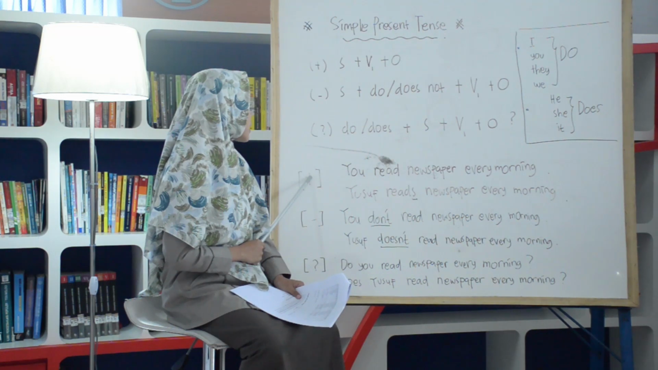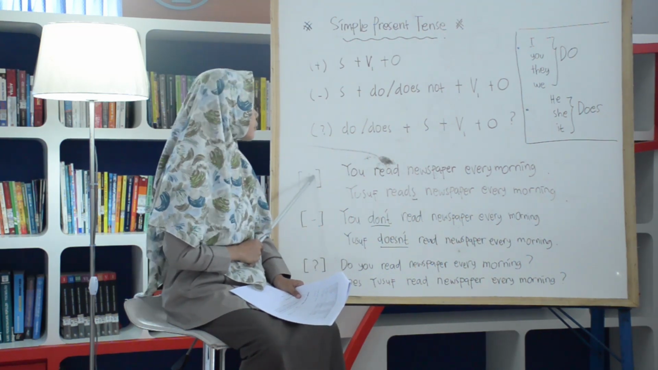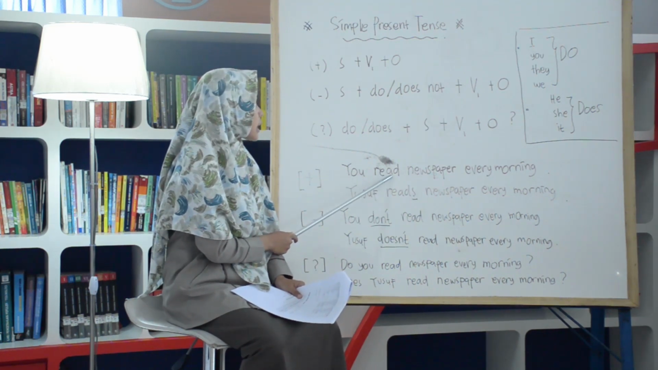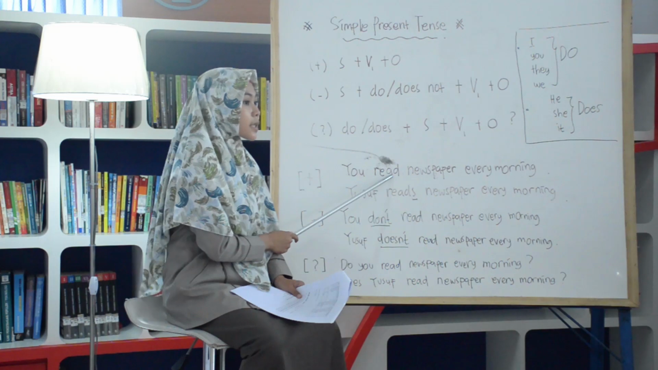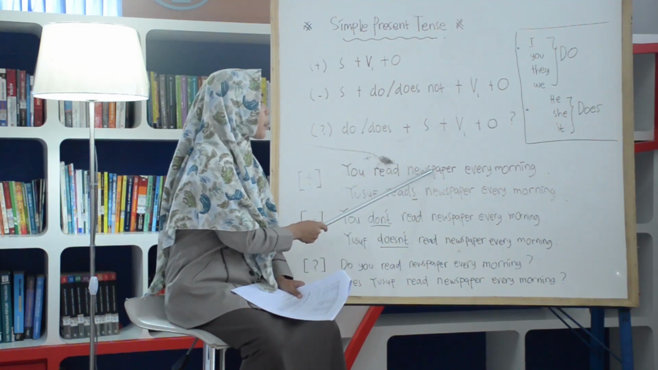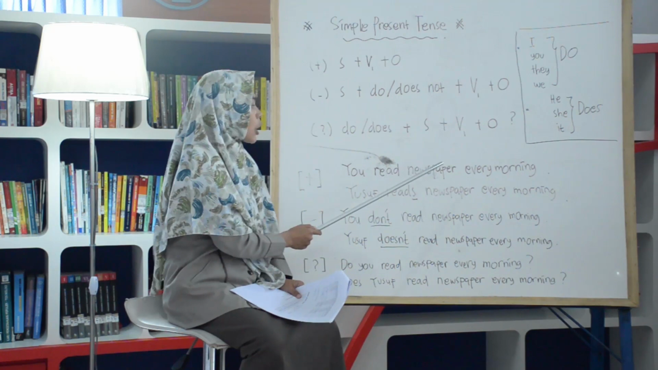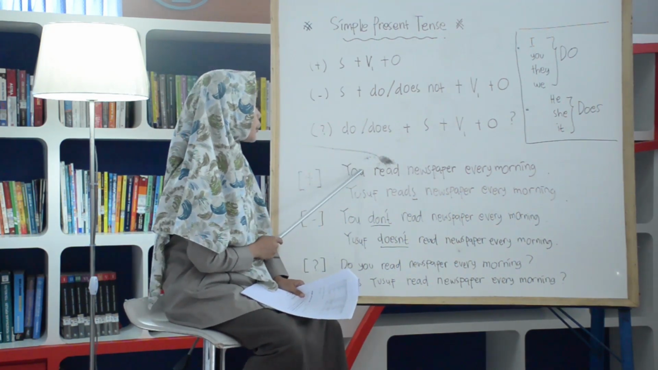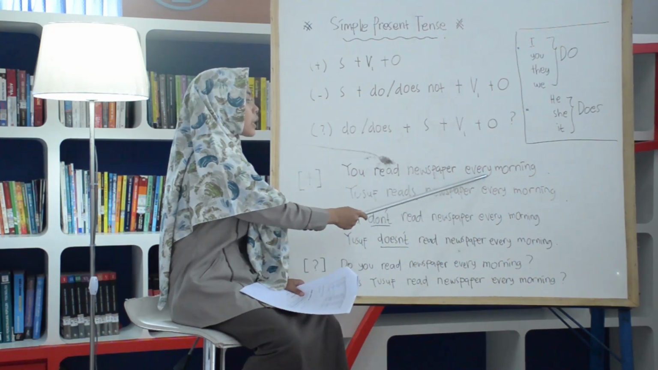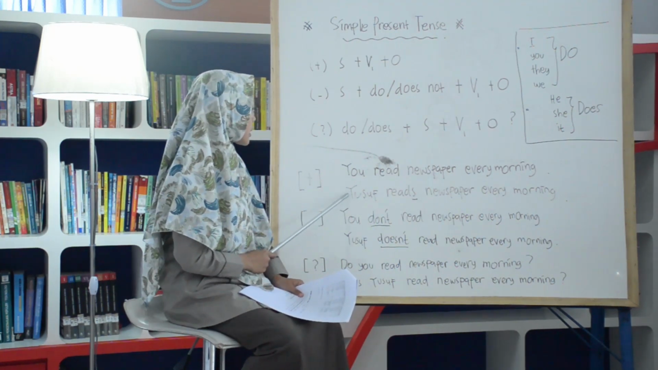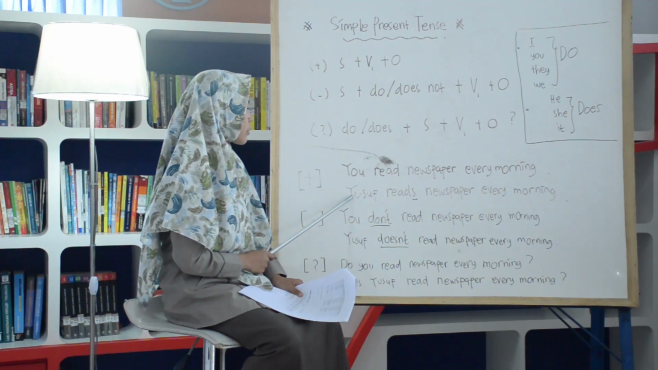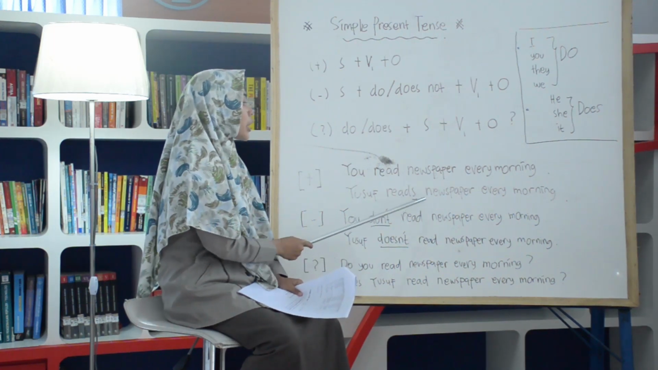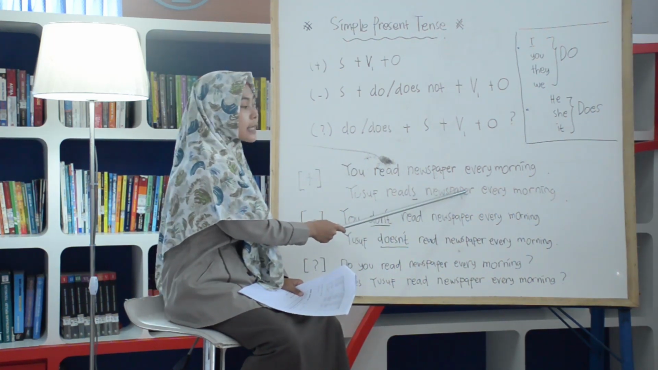The first example is about positive form. You is a subject. Read is a verb. Newspaper every morning is an object. Here is the example: You read newspaper every morning. The second is Yusuf as a subject. Reads as a verb. Newspaper every morning as an object.